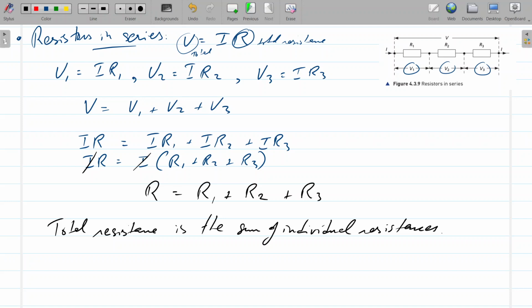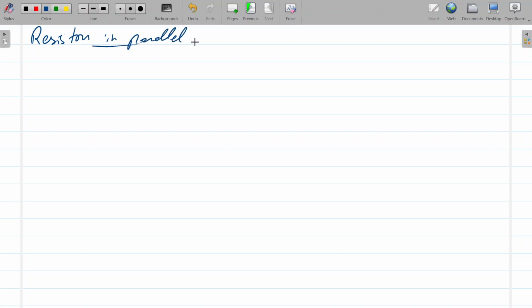Now we talk about resistors in parallel. We have an illustration for this that I can use. Yes, we do. And so this is an interesting one. We need to follow along a bit for this one.